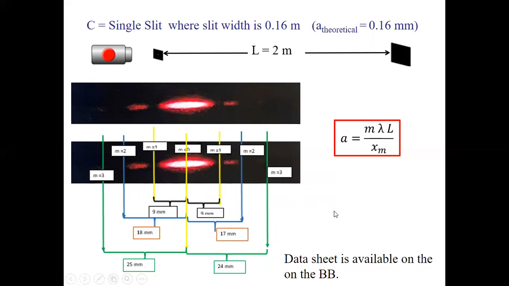So you should be able to calculate a for each dark order. The data sheet is available on Blackboard. Please download that and use it instead of just watching this video. The theoretical value is 0.16 millimeters, but please do the calculations to see what you get for the real data. It might be a little bit offset because we are doing an approximation, and also we do the measurements.